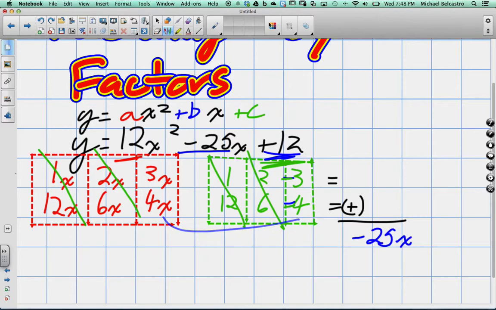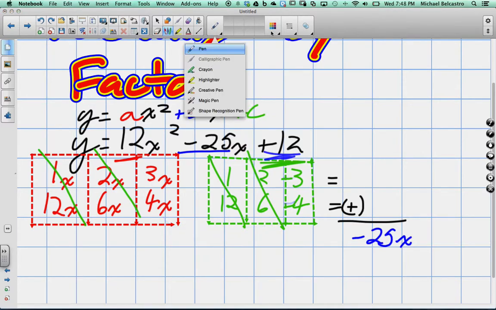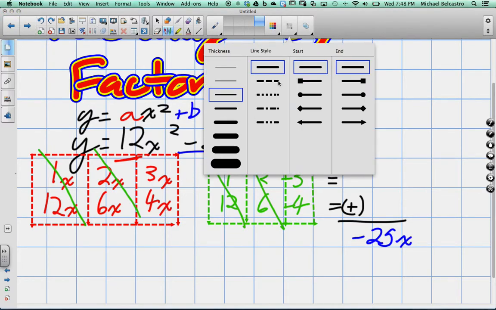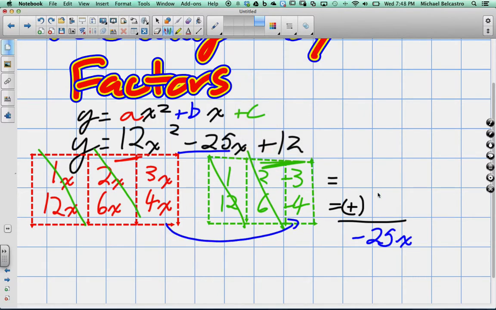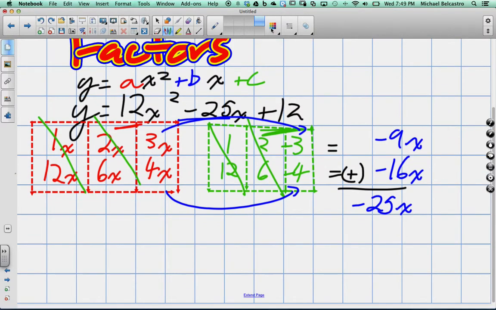Okay. So I'm going to actually write these in here with solid lines because this is going to be important for us. We did 4 by 4 and got negative 16x. And we did 3 by negative 3, which gave us negative 9x. When we add those together, we get negative 25. This is great. Now we can go right into our factored form.